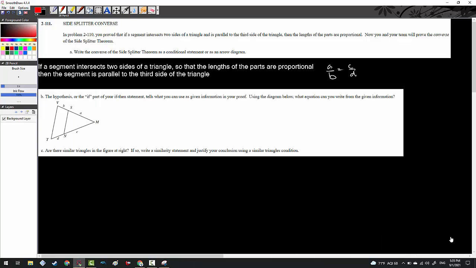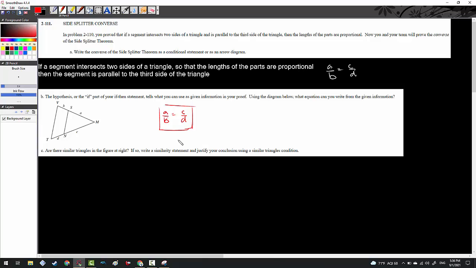Part B reads, the hypothesis or the if part of the if-then statement tells you what you can use as given information in your proof. What can you write from the given information? Well, remember, this is the whole A over B equals C over D part, right? So this is the proportionality part, the if part of the if-then statement. And it says, are there similar triangles in the figure at the right? And so if so, write a similarity statement and justify your conclusion using a similarity triangles condition.